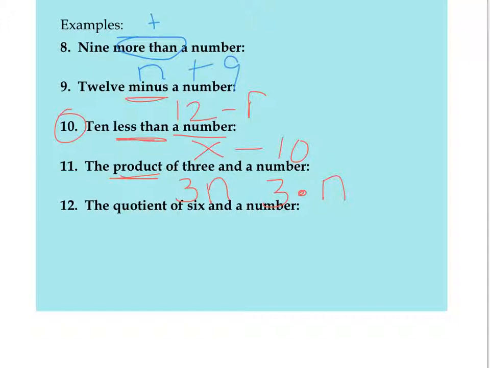The quotient of 6 and a number. Quotient is telling me to divide, so I have 6 divided by a number. In this case, I'm going to pick h because my daughter Haley's sitting right here, and she's watching me record this. But again, you can pick whichever variable or letter that you want.